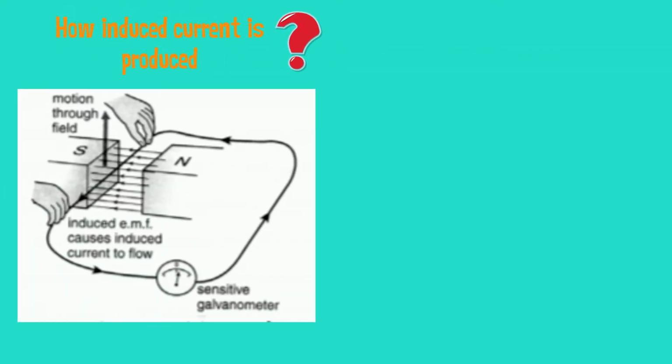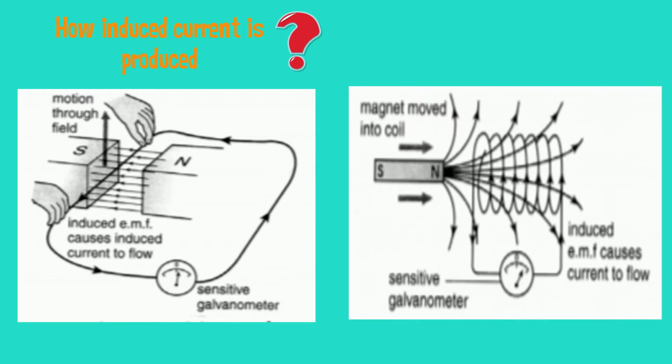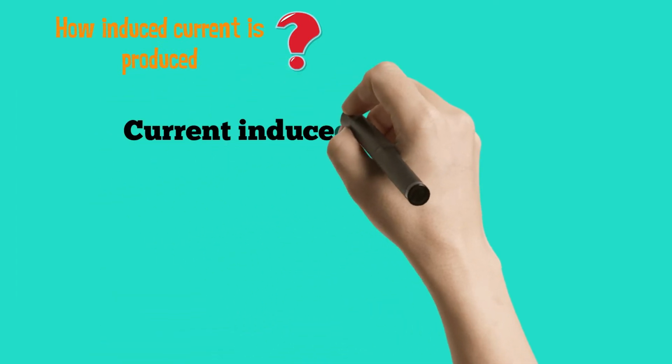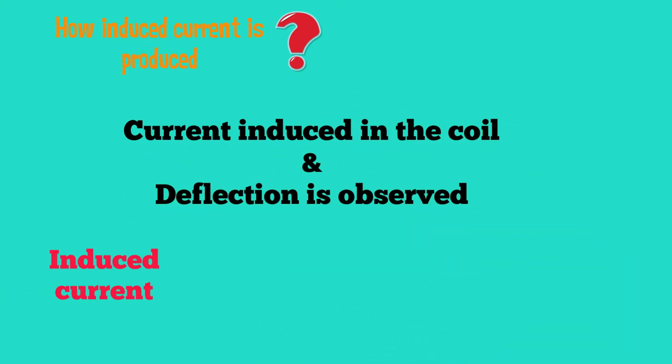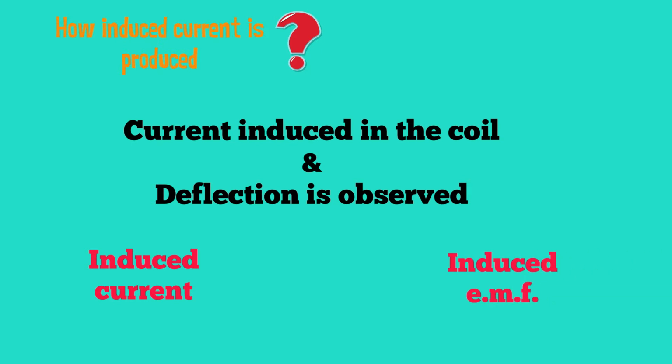Every time the straight wire cuts across the magnetic field or the permanent magnet moves towards the solenoid, a current is induced in the coil and a deflection is observed in the sensitive galvanometer. This current is called induced current. The electromotive force that is produced is called the induced EMF.